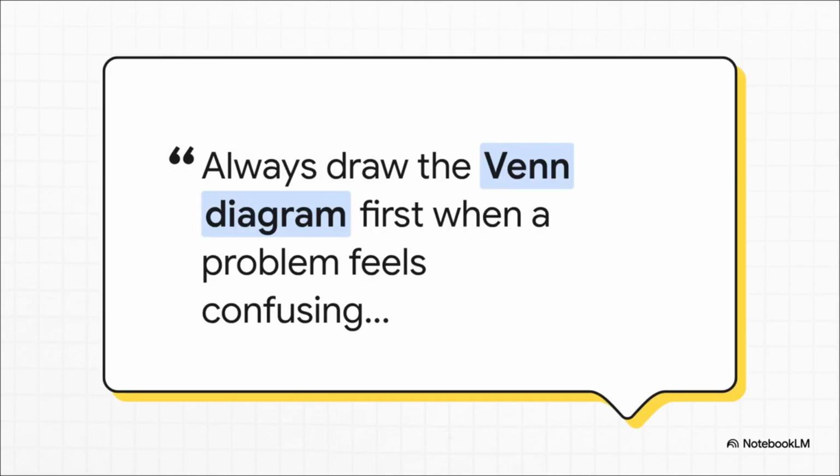Before we wrap up, I want to leave you with this golden rule directly from the course notes. Always draw the Venn diagram first when a problem feels confusing. It completely turns an abstract expression into a simple visual shading exercise. Whenever you get stuck on a test, just map it out visually.